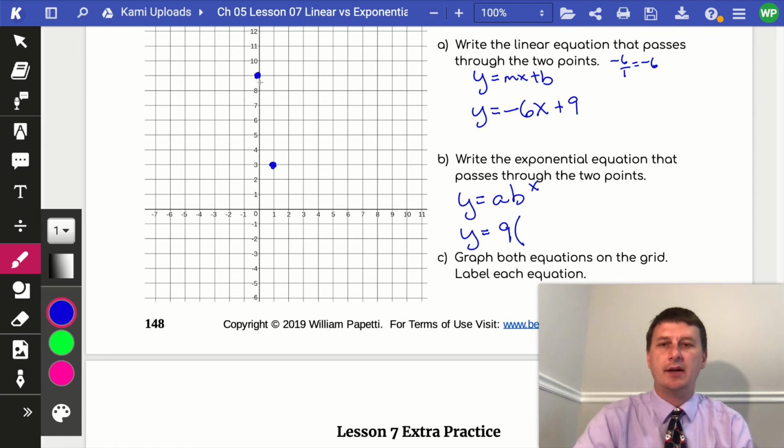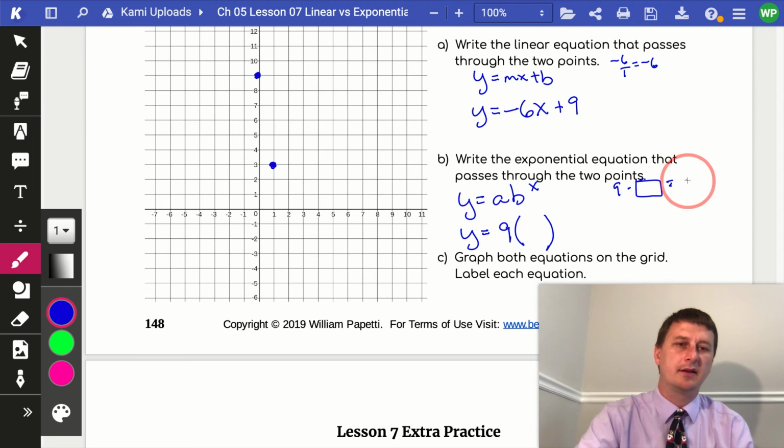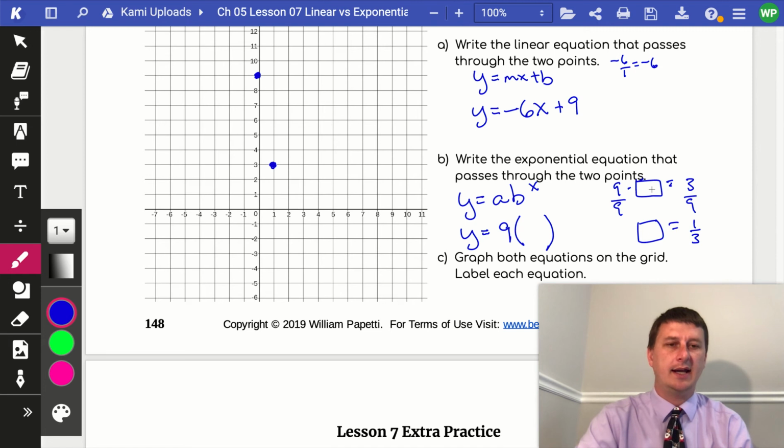And how do we get from 9 to 3? By using multiplication. So we'd multiply 9 times something to get 3. And we could solve for that something by dividing both sides by 9. And that something is going to be 3 over 9, or 1/3. Yeah, 9 times 1/3 is going to give us 3, 1/3 of 9. So we have 9 times 1/3 to the power of x.